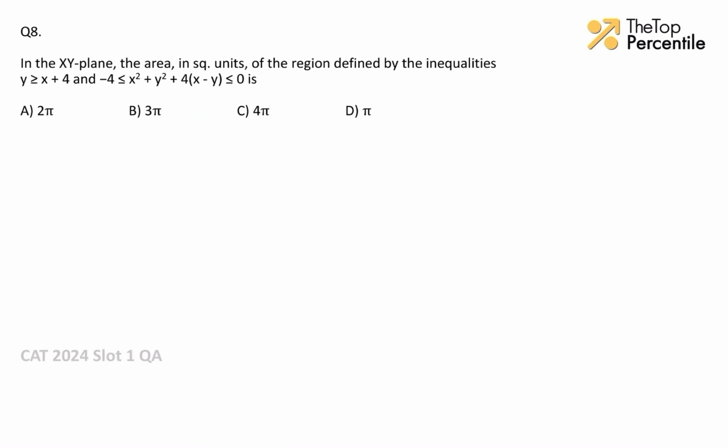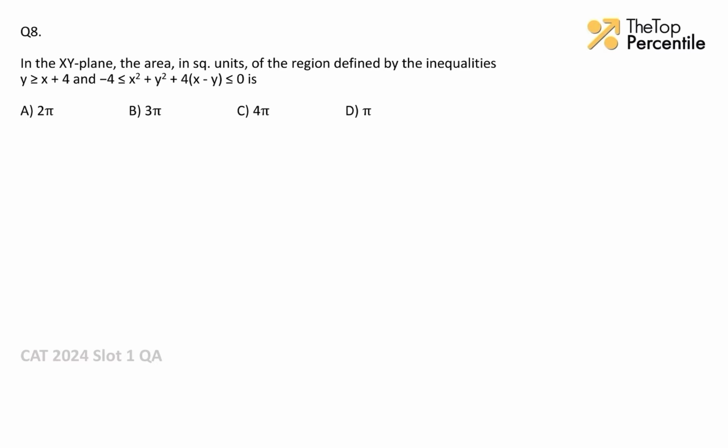So the next question says, in the xy plane, the area in square units of the region defined by the inequalities y is greater than or equal to x plus 4 and minus 4 less than or equal to x square plus y square plus 4 into x minus y is less than or equal to 0 is what?